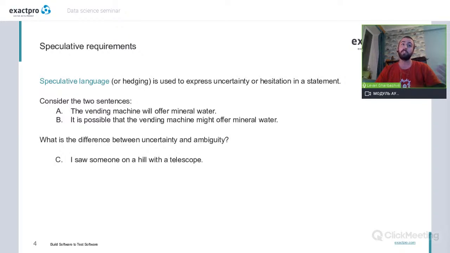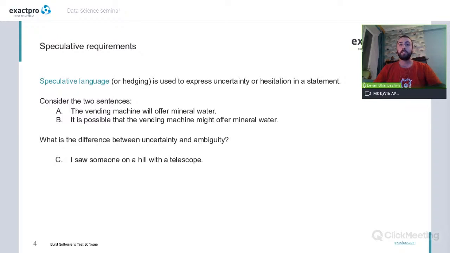Because if the author is not certain about the functionality, it may mean that we get a system that doesn't meet users' expectations, and we obviously don't want that. So that is the main reason why we should analyze uncertainty, and I think it can help find problematic areas in the specifications.